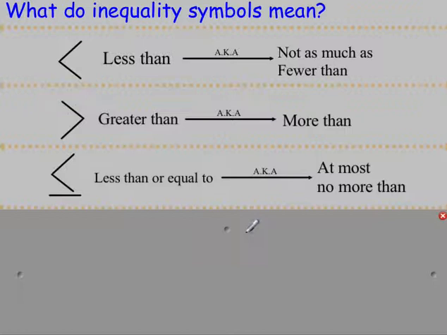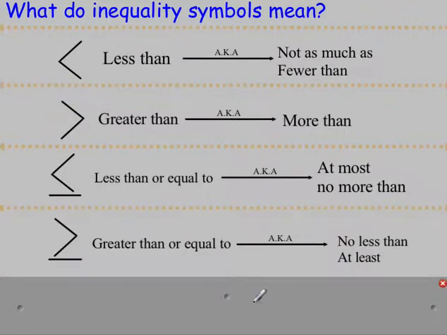So what words we want to look for in the word problems are words such as at most or no more than. So these are really good things to have written down because it'll help you with those word problems. Taking a look at the greater than symbol. So the greater than or equal to means no less than or at least. Okay, so all of those help us figure out which ones we need to use in the word problems.